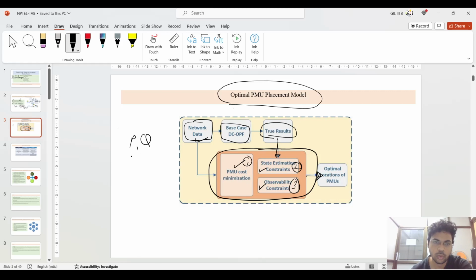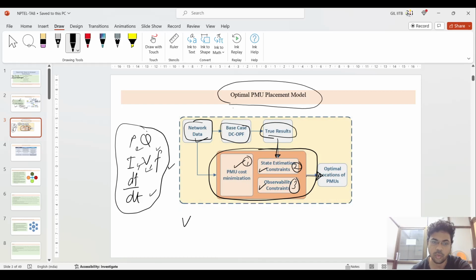How? Because if you have network data, okay, what kind of data? That's power, P, Q, I, V, frequency, df by dt kind of thing, rate of change of frequency. So these kinds of parameters you already have, and by observing these parameters and putting them in a certain algorithm which you made for this PMU cost optimization, then you see this state estimation constraint.